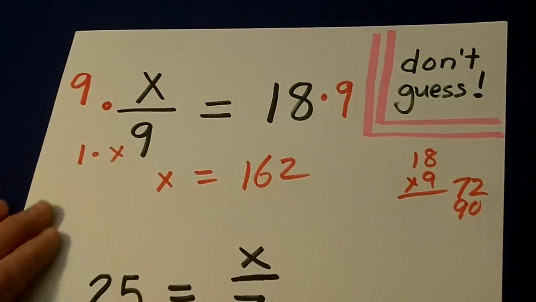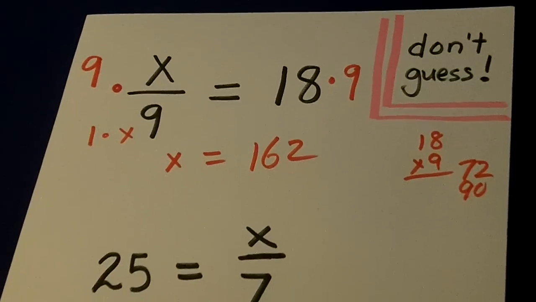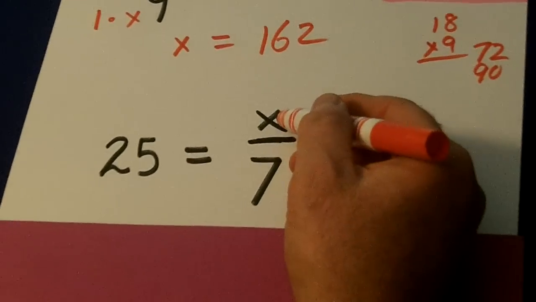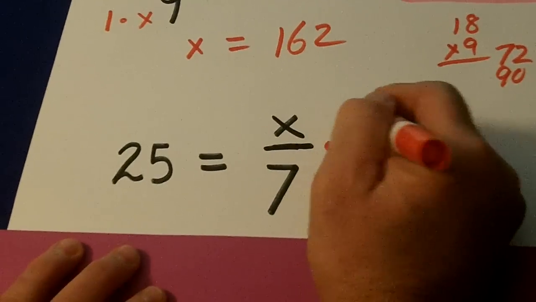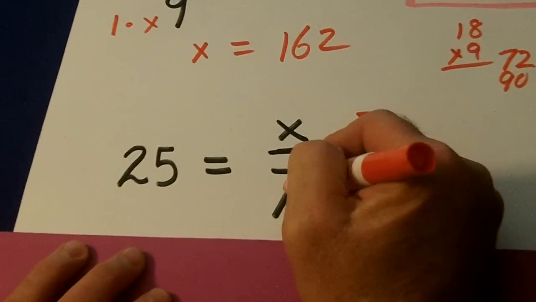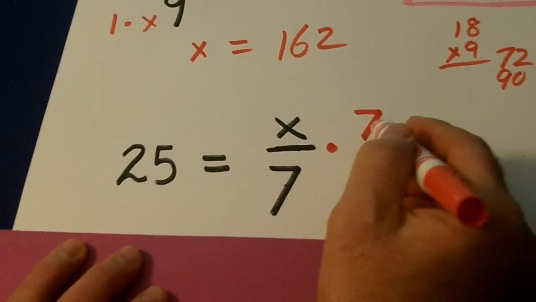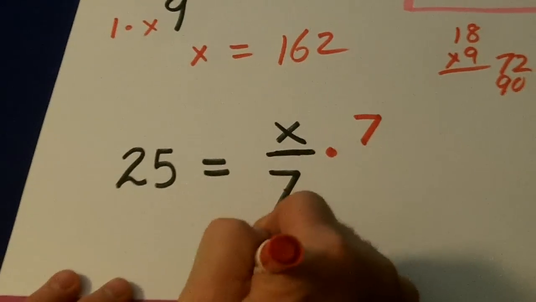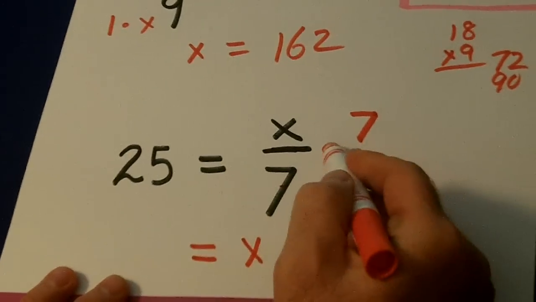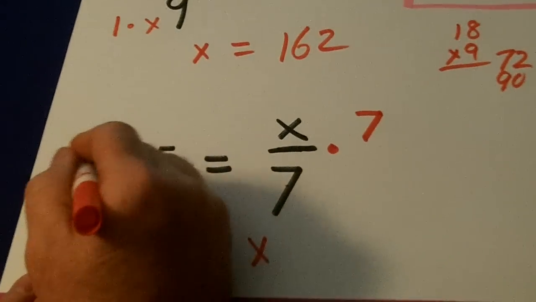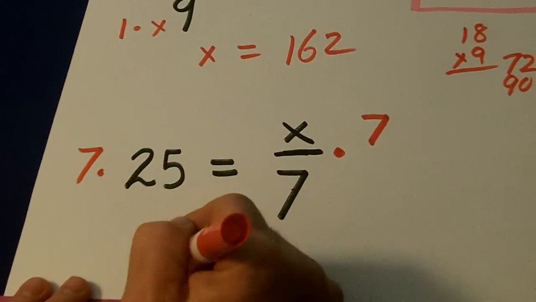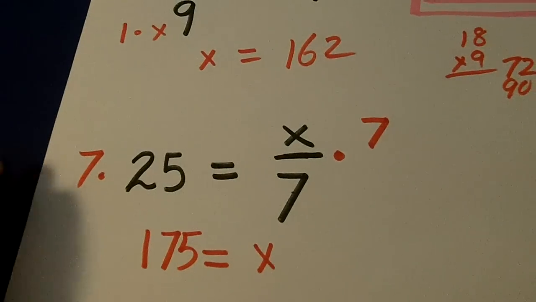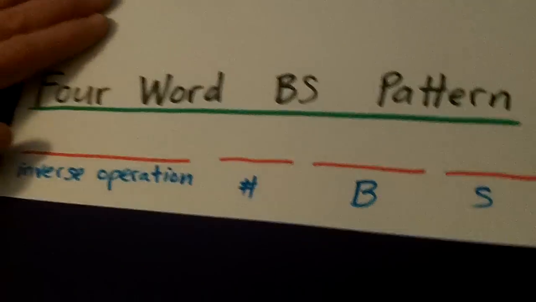Okay? Now, let's go down here. 25 equals x on the right side divided by 7. Divide by 7 times 7. 7 over 7 is 1. X times 1 is x. And we go x equals, remember, times 7 both sides. 7 quarters we know is 175 cents. X is equal to 175.